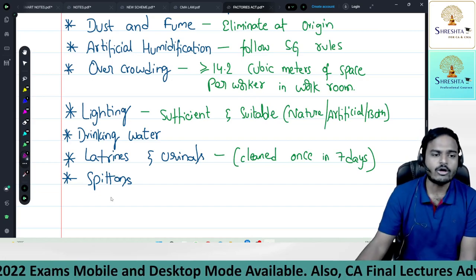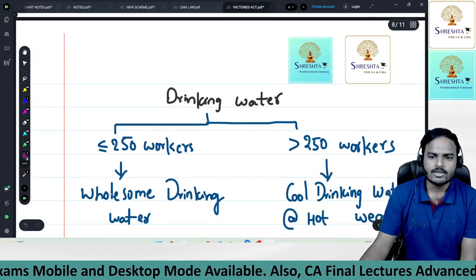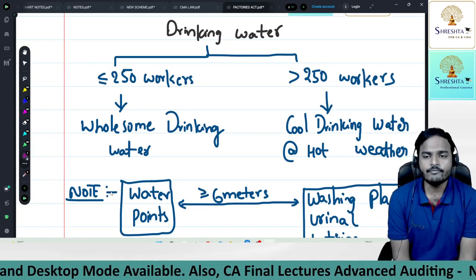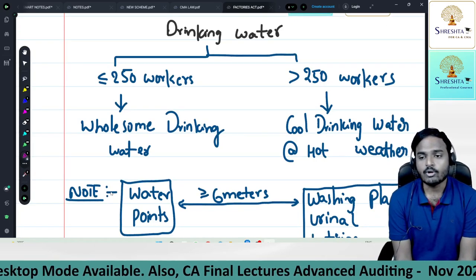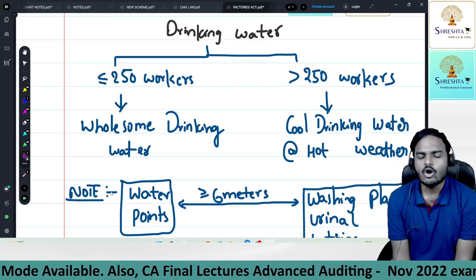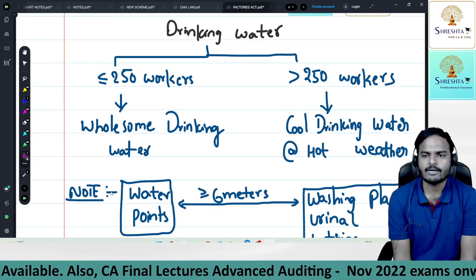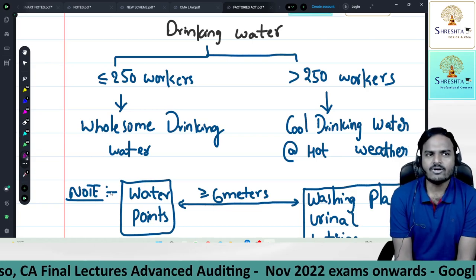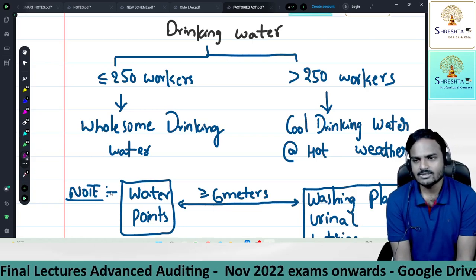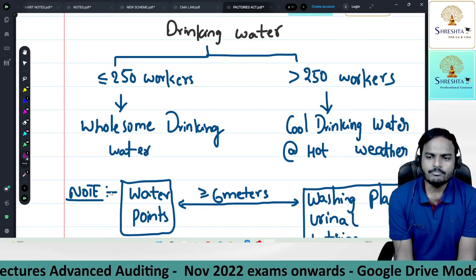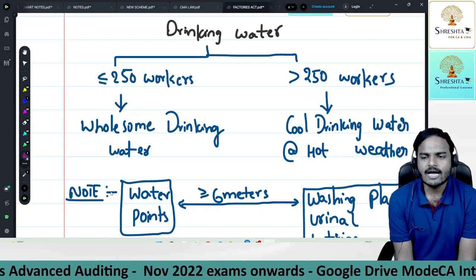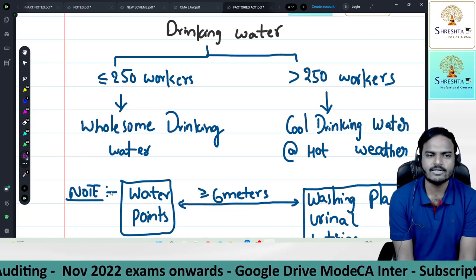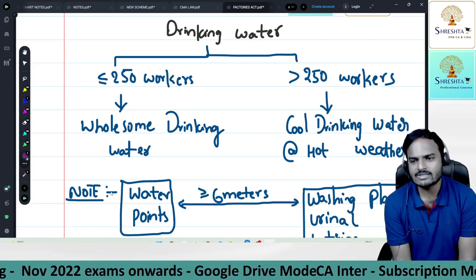Next one, proper drinking water facility should be provided. Up to 250 workers, provide drinking water. But if more than 250 workers are there, then provide cool drinking water at the time of hot weather, summer. This act came in the year 1948. In 1948, cool drinking water was a luxury, right? So that's why we need to provide cool drinking water only in factories which had more than 250 workers. They kept that point because it was a luxury. But nowadays, you can observe any factory with 20 workers has a cool drinking water facility.